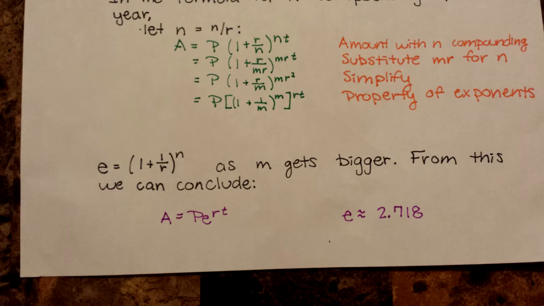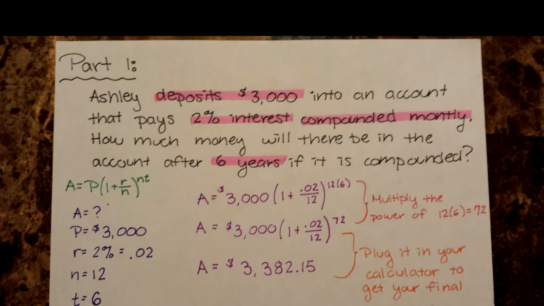Lastly, we have E, which equals (1 plus 1 over M) to the power of M as M gets bigger. From this we conclude that A equals P E to the power of RT, where E is about 2.718. Now that I have finished explaining how to solve these equations, you will have to solve your own equation in order to get into the safe house.